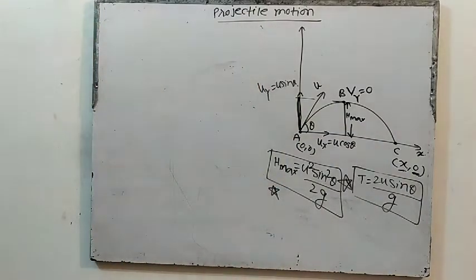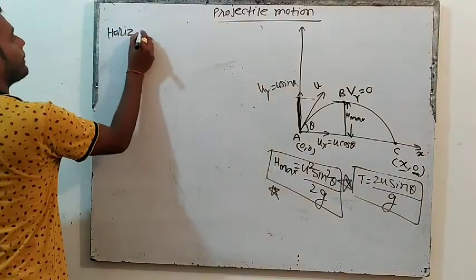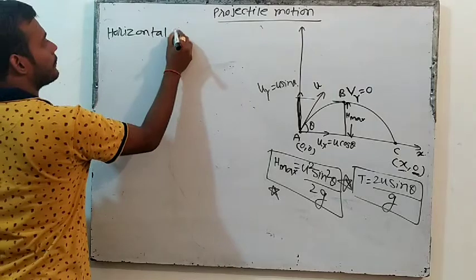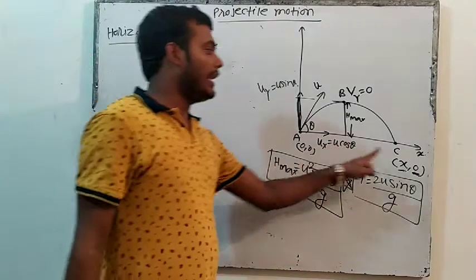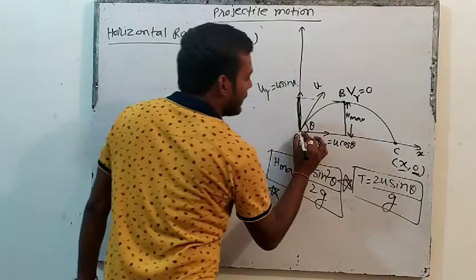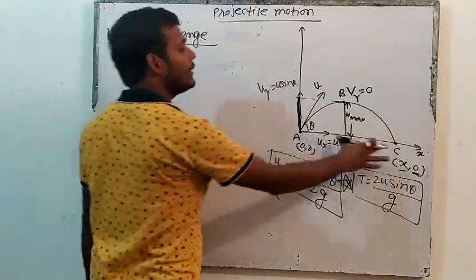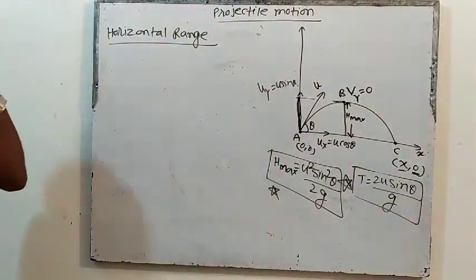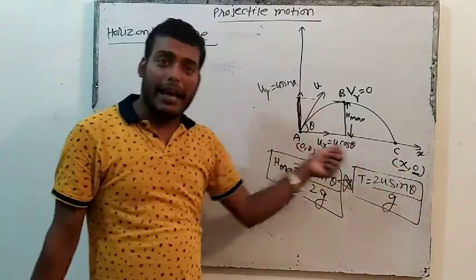Now we will find another thing, that is horizontal range. Horizontal range means what? AC length. Which length will we find? AC length, this much, A to C. If you find this length, this is the horizontal range. So can we find AC length? Horizontal range is in which direction? X. It is in the X direction.